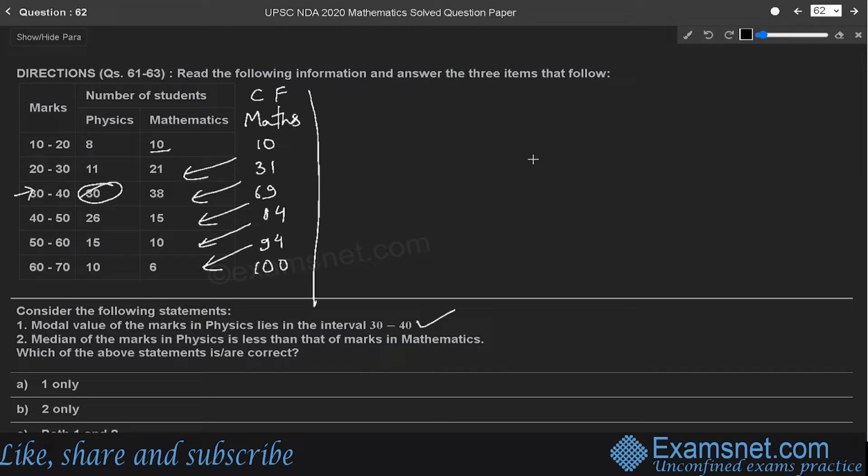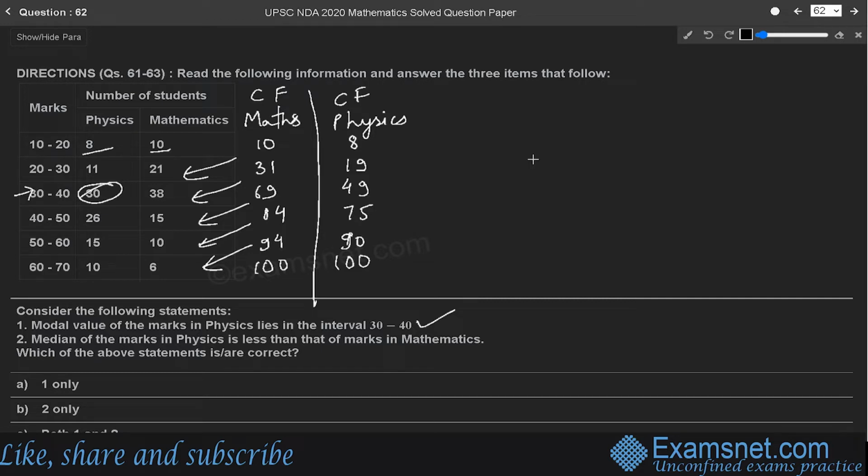Now let us find the cumulative frequency for physics. The first digit is 8. Then 8 plus 11 will be 19. 19 plus 30 will be 49. 49 plus 26 will be 75. 75 plus 15 will be 90. And 90 plus 10 will be 100. So this is the cumulative frequency for physics.